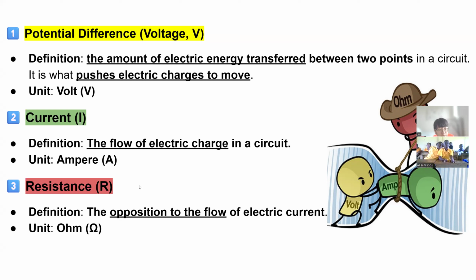And the resistance is the opposition to the flow of electric current. So you can think of it as what tries to resist, resisting the flow of the electric current. It's trying to maybe slow it down or put the current to a stop.